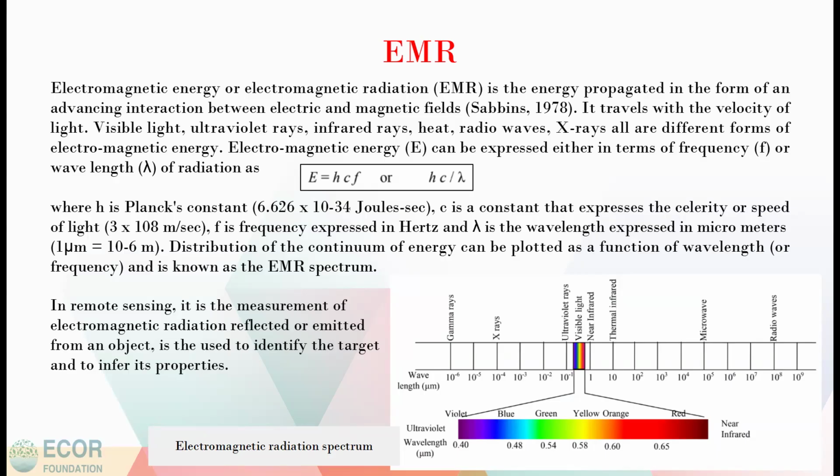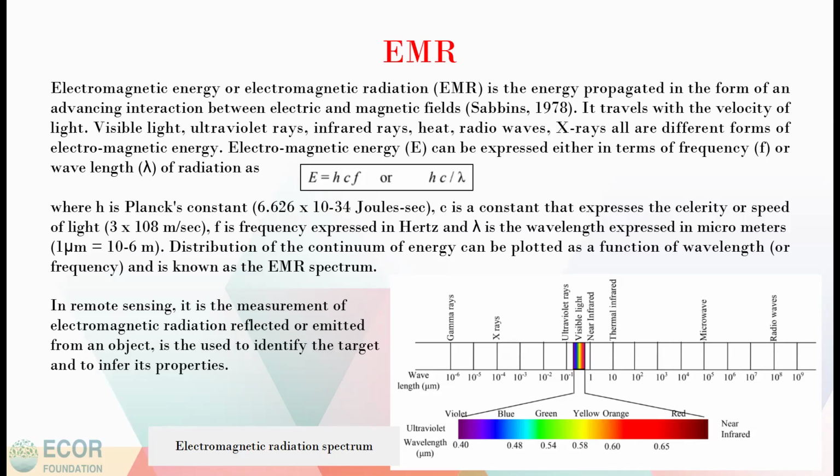So how can it be measured? We describe this energy in two ways. One is by frequency and another one is by wavelength. We all know what frequency and wavelength are. Frequency is how fast the wave vibrates, whereas wavelength is the distance between two consecutive wave peaks.